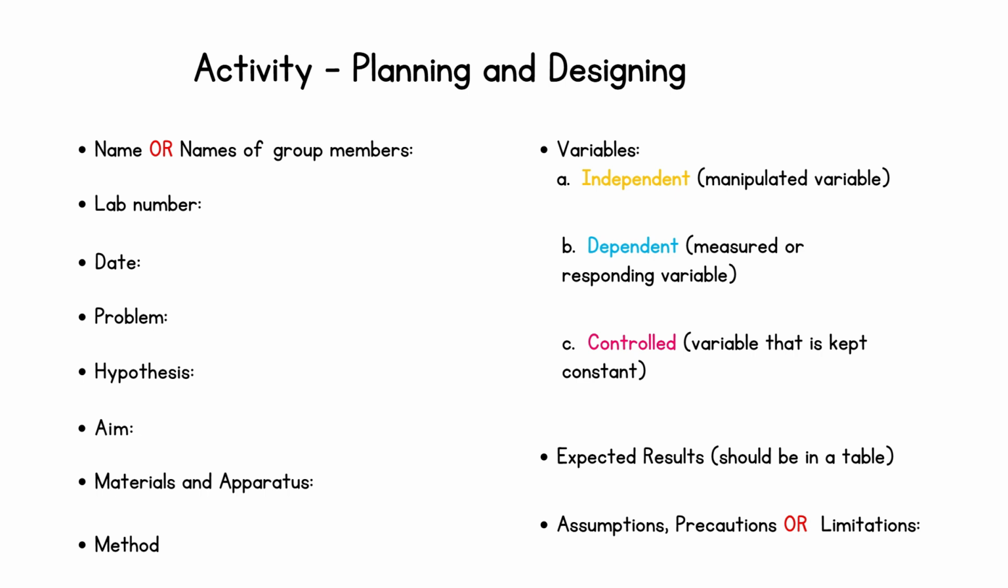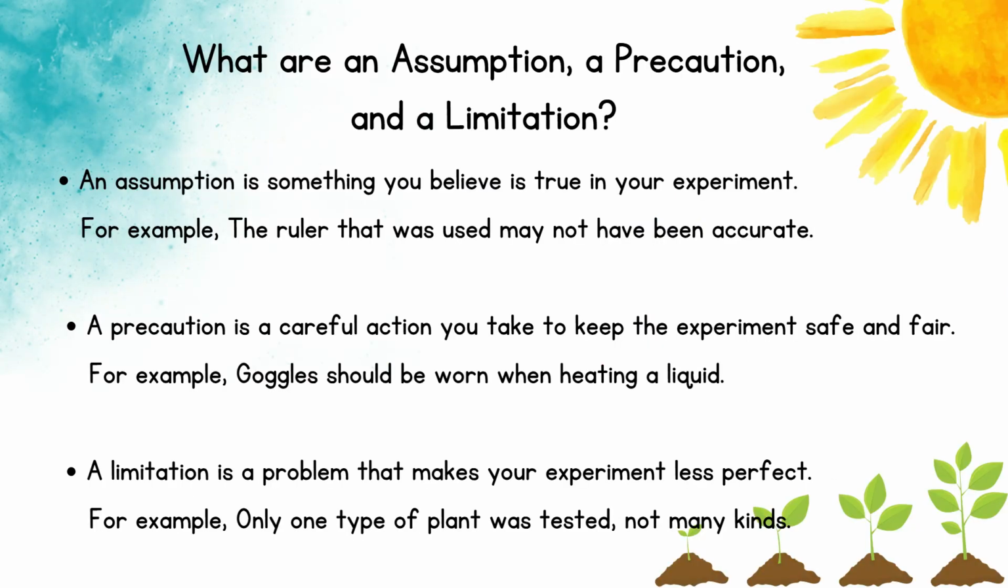I would suggest that you do probably the method first, or you do your variables first. If you do your variables first, you could come up with your materials and apparatus next, because then you would know what to do, and then you could come up with your method. From there, once you do all of that, you should have an idea of how you're going to tabulate your results, and then you can either pick up an assumption, a precaution, or limitation. Okay, good luck.